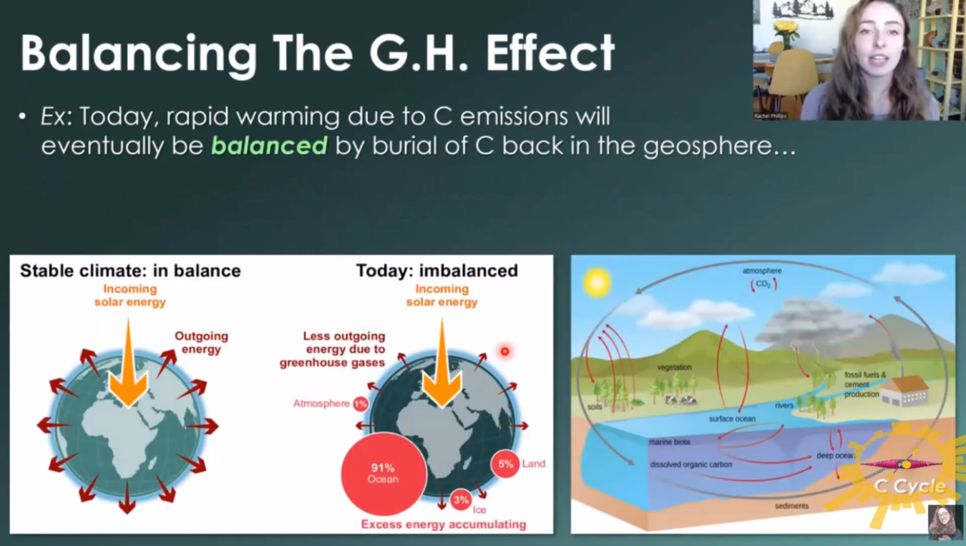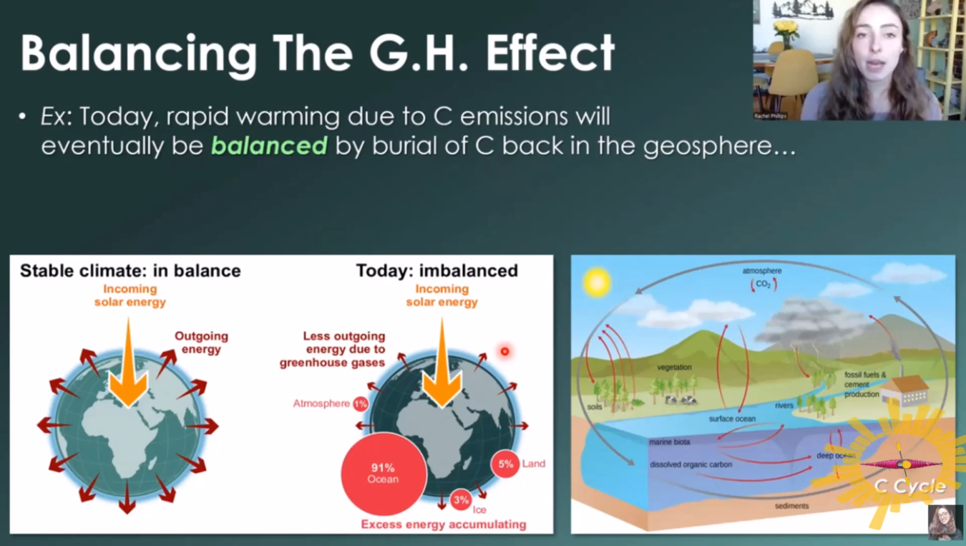For example, today, rapid warming due to carbon emissions will eventually be balanced by carbon burial back in the geosphere, largely because this increase in CO2 in the atmosphere causes negative feedback mechanisms, in other words, mechanisms that reverse the trend. This increase in CO2, for example, causes an increase in primary productivity and photosynthesis, which eventually will cause, again, the buildup and burial of carbon in the geosphere, because these organisms take up carbon from the atmosphere, photosynthesize, and cause organic carbon to become buried and preserved in the geosphere. But this takes millions of years, so it's not a fast effect, but it does eventually happen.